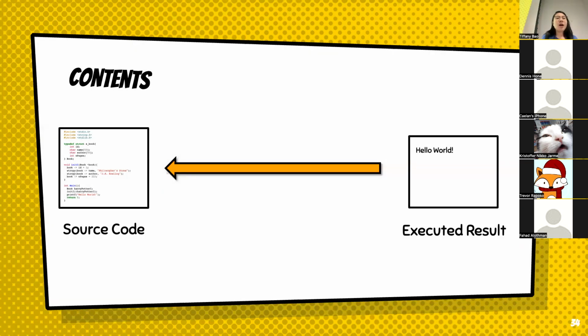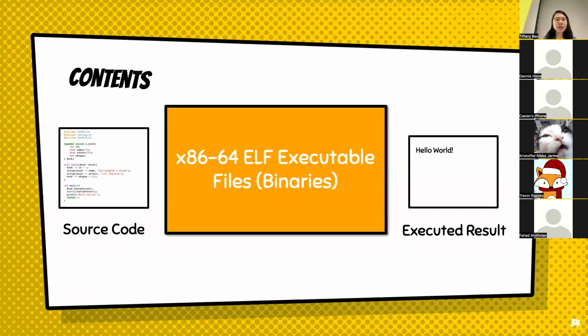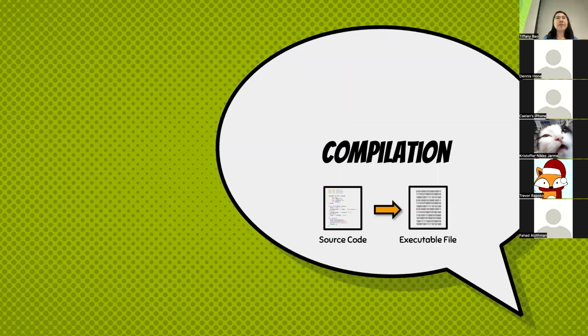Ultimately, we will talk about reverse engineering, which is taking an executable file and its execution result and trying to understand the intention of the code, somehow having the source code in our mind. But today we're going to do this first from the forward side, which we call compilation, which turns source code into an executable file.